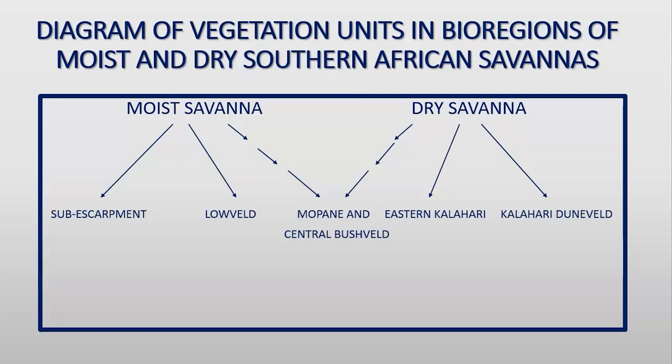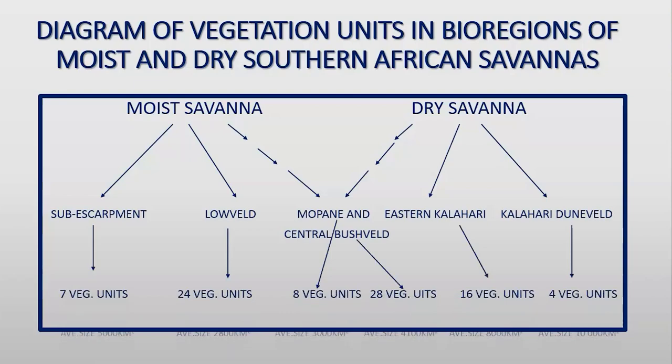And then in the northern part of the Kruger and in towards the central part of South Africa, we get Mopani and central bushveld bioregions. And then as we move further west, we get the eastern Kalahari and then the Kalahari dune veld. So going in this diagram from left to right, we're going from more moist areas to really dry areas in the Kalahari, and in the middle, a mosaic or a mixture of the two.